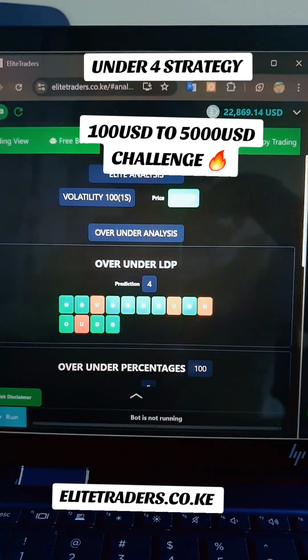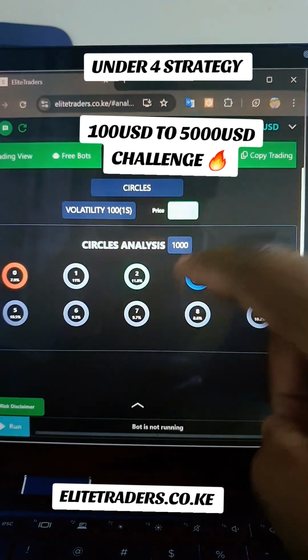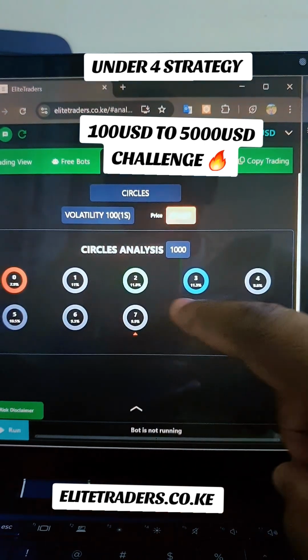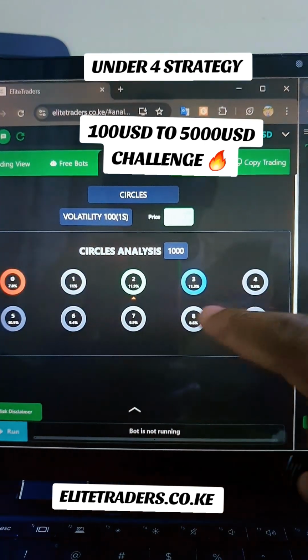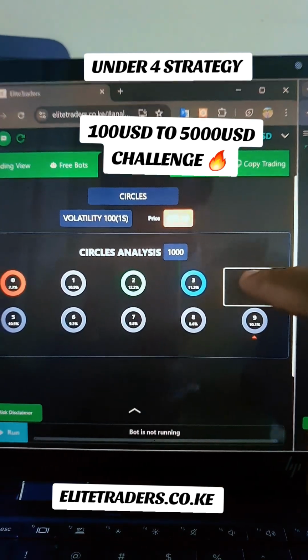I want us to execute some trades. So if you go on the circles, you can see the blue bar, green bar, all below digit 4. The red bar is still below digit 4. Okay, that one, no problem, we can ignore. But these two, they are below digit 4. That means we can execute a trade on under 4.